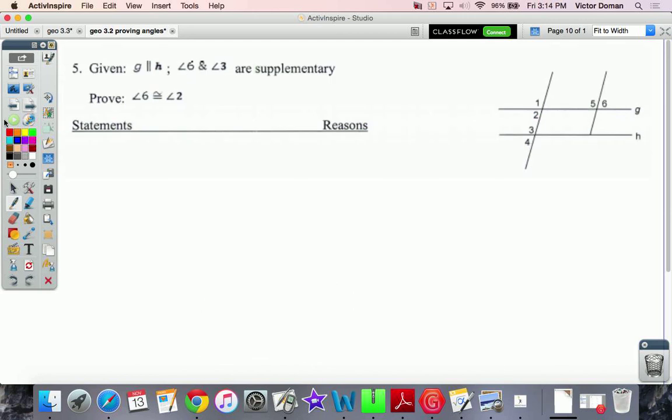Custodial, please report to room B18. Open it up. Thank you.